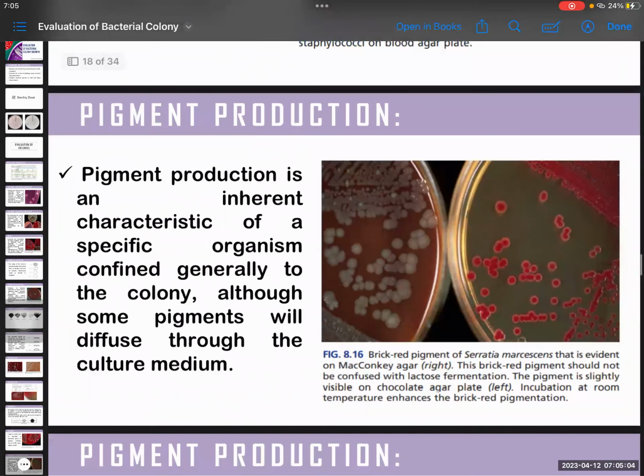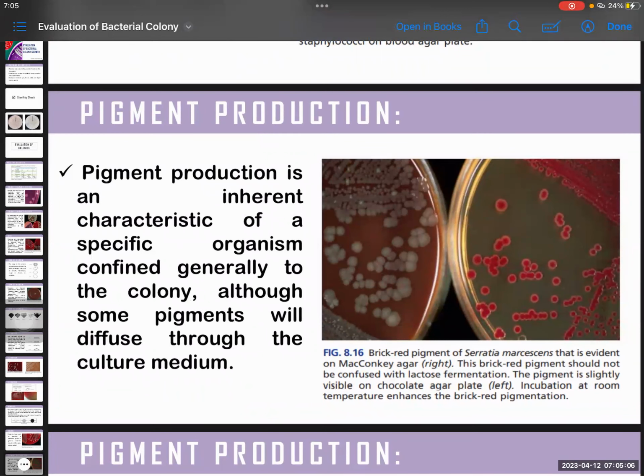And we have pigment production. Take note class, magkaiba ang pigment production and color. Kasi yung color, that is true to all organism. Okay? That is true to all organism. But for pigment, only a very select few can actually create a pigment. Okay? So pigment production is an inherent characteristic of a specific organism confined generally to a colony. Although some pigments will diffuse through the culture medium.